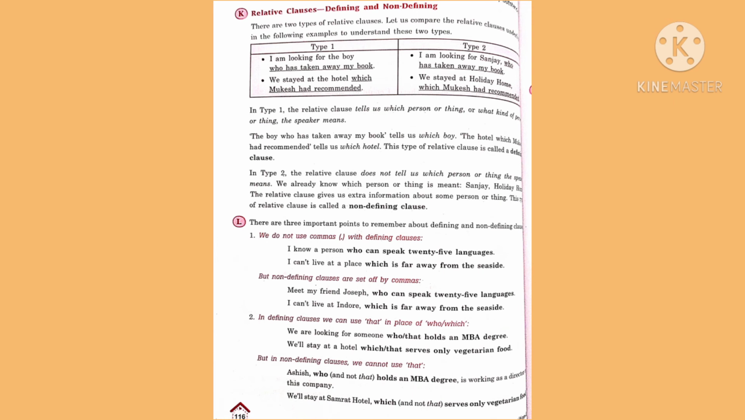And there are three important points to be remembered about defining and non-defining clauses. पहला तो we do not use commas with defining clause. Type 1 जो मैंने बताया था, I am looking for the boy who has taken away my book, यहाँ पर कोई कॉमा हम कहीं पर सेंटेंस में यूज नहीं करेंगे. But non-defining clauses are set off by commas. मगर सेकेंड एग्जाम्पल में I am looking for Sanjay, संजय के बाद यहाँ पर कॉमा डालेंगे, who has taken away my book. This is known as non-defining clause and usage of commas.